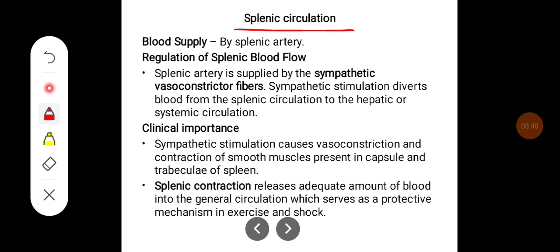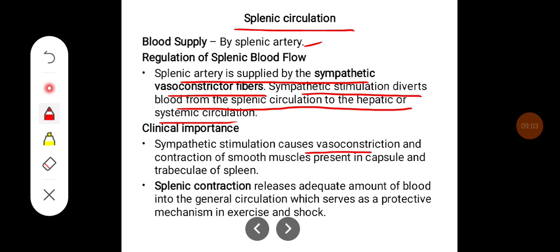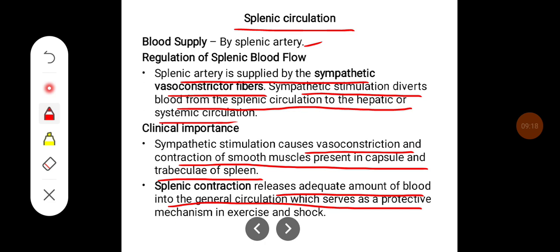Coming to the splanchnic circulation, it is supplied by the splanchnic artery, and it is regulated by the sympathetic fibers. The splenic artery is supplied by sympathetic vasoconstrictor fibers. Sympathetic stimulation diverts the blood from the splenic circulation to the hepatic or systemic circulation. The sympathetic stimulation causes vasoconstriction and contraction of the smooth muscle present in the capsule and trabeculae of the spleen. Splenic contraction releases an adequate amount of blood into the general circulation, which serves as a protective mechanism in exercise and shock.